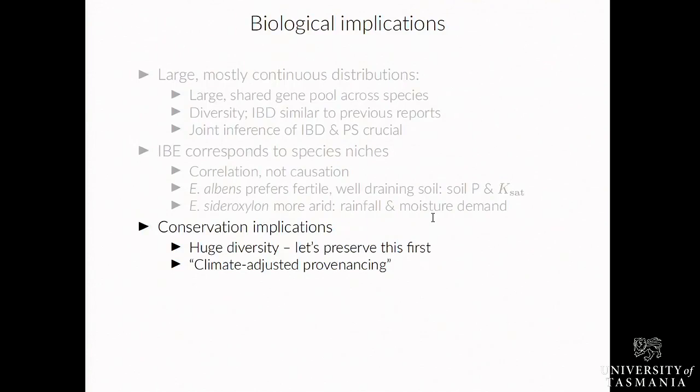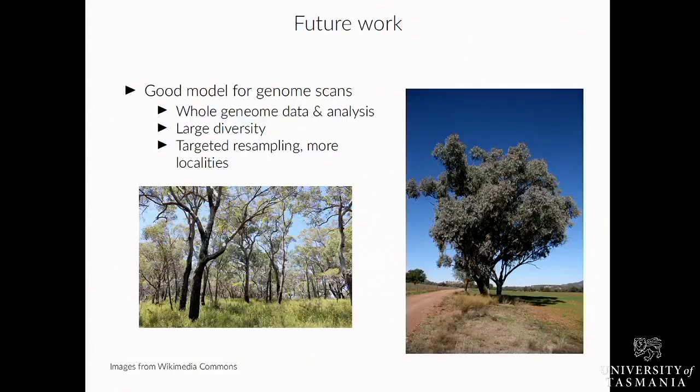And in terms of conservation, these species have huge adaptive potential, and let's focus on preserving that with methods like climate-adjusted provenancing that several people have mentioned so far this morning. So in future, moving forward beyond my PhD, I'll hopefully be focusing on doing genome scans using this large whole genome data set to look at both genotype-environment association and how differentiation between these two species varies over the genome. However, that could come with some challenges just because of the huge diversity of these species.